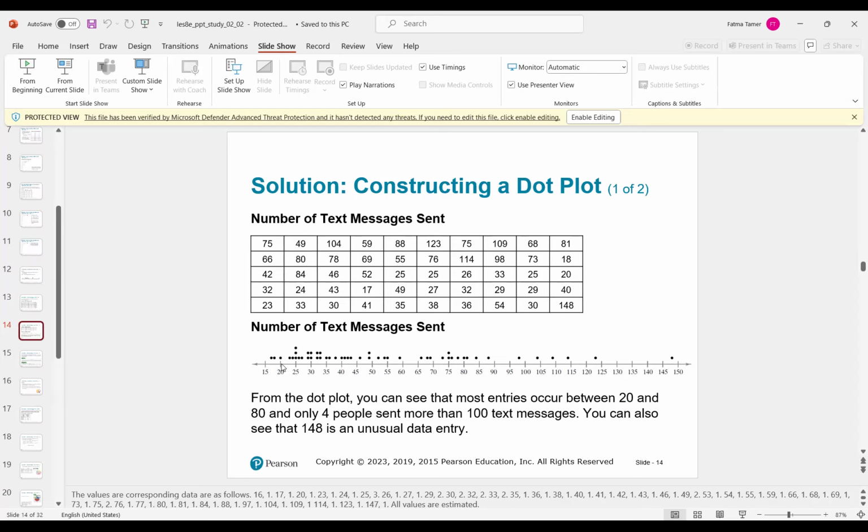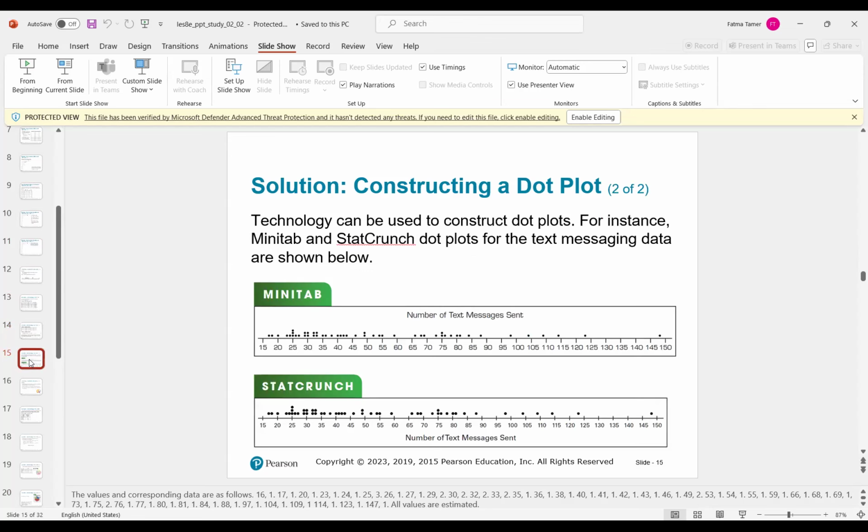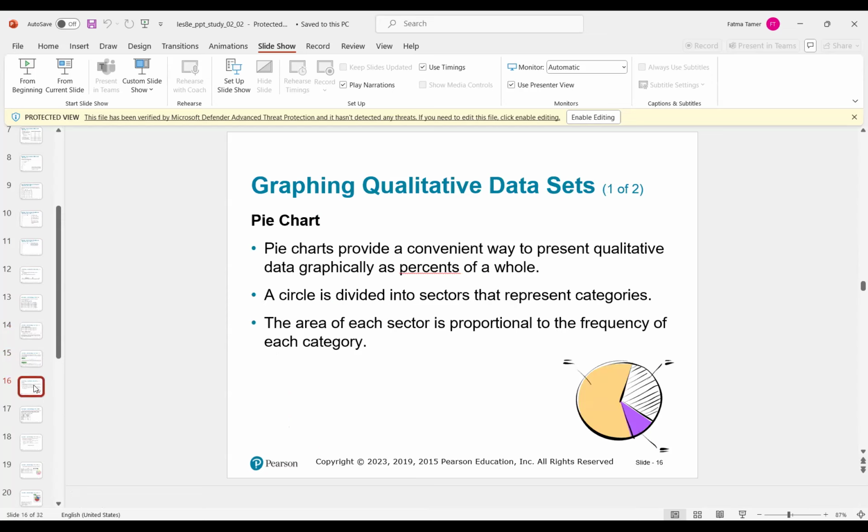So if you look at this interval from 20 to 80, we have a lot of dots, but only 4 people sent more than 100 messages. You can also see that 148 is an unusual data entry. It's like there's just one person with a very extreme number. When you want to construct a dot plot, you can use technology, Minitab or StatCrunch. You can just use these two tools to construct your dot plots.